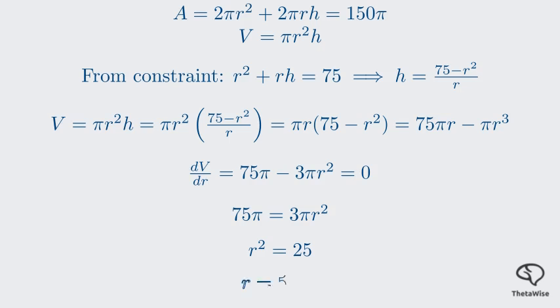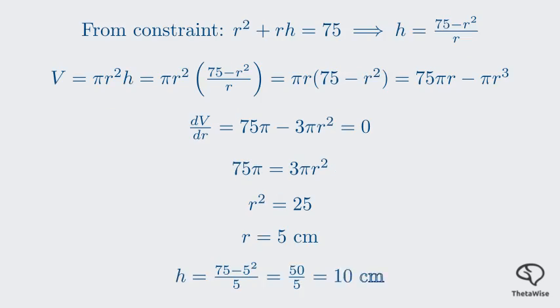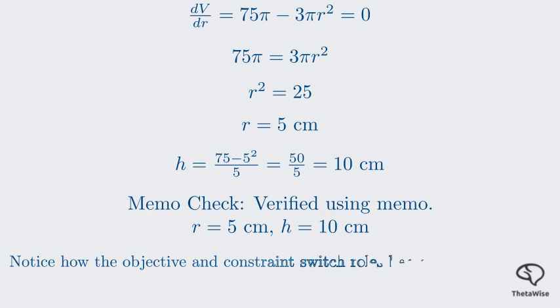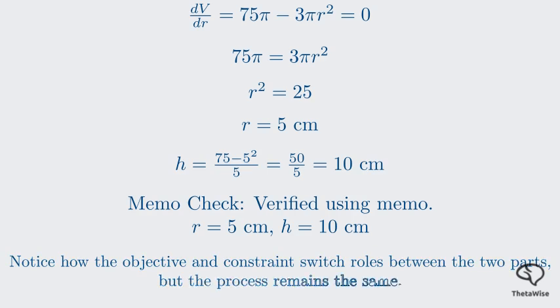Differentiating this with respect to r gives dV over dr equals 75 pi minus 3 pi r squared. Setting this to 0, we find that r squared equals 25, so r equals 5 centimeters. Finally, we find the height. h equals 75 minus 5 squared, all over 5, which is 50 over 5, or 10 centimeters. The memo confirms these values. Verified. Notice how the objective and constraint switch roles between the 2 parts, but the process remains the same.